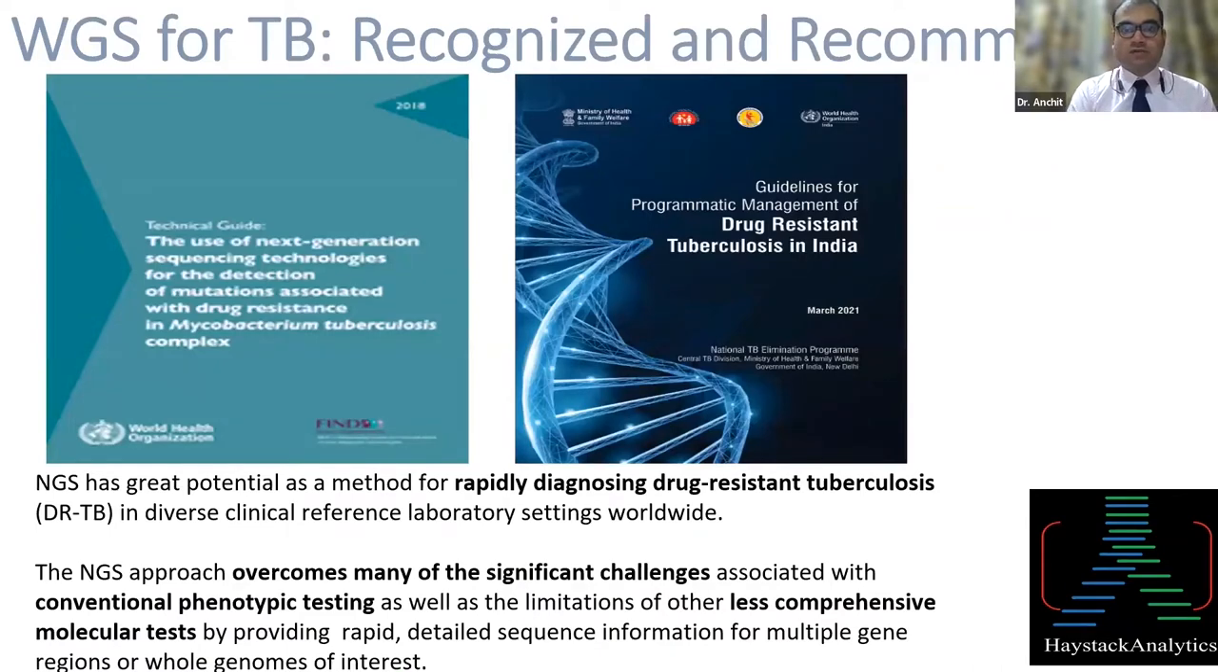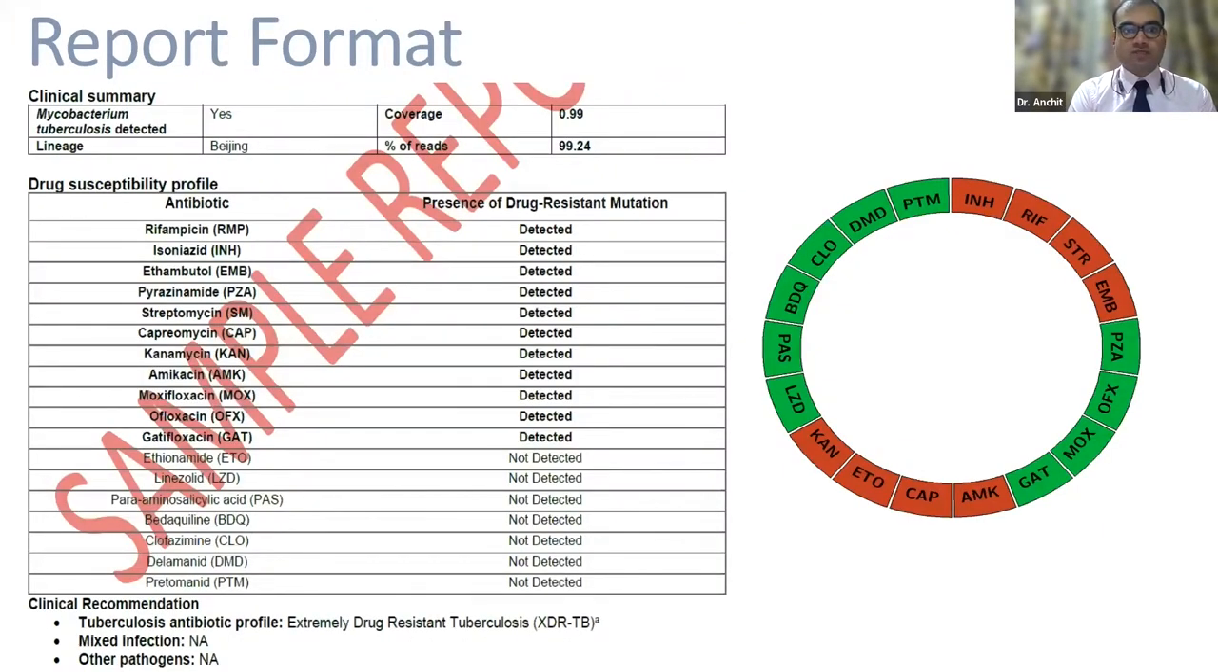So I'm just showing you a report format of what we see. You can see all the 18 drugs have been shown here. The basic drug rifampicin has been detected for drug resistance. So definitely it is MDR. Additionally, we can see that it is resistant to moxifloxacin, that is a fluoroquinolone. So it is a case of pre-XDR-TB. Whereas linezolid remains sensitive. Bedaquiline remains sensitive. So we have a case of pre-XDR-TB for which an appropriate regimen can be easily carried out.